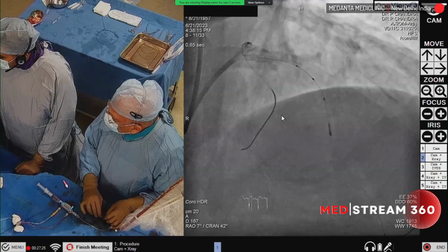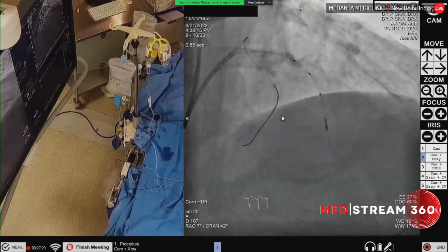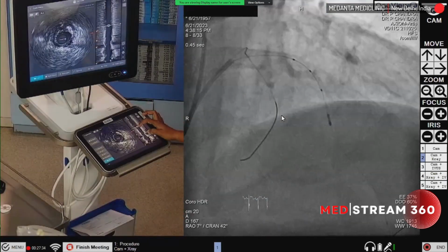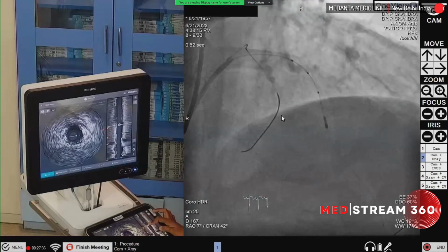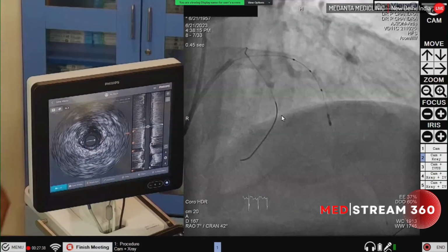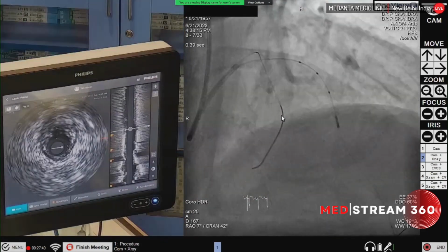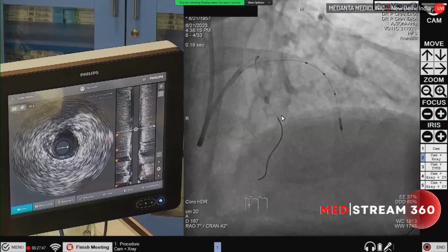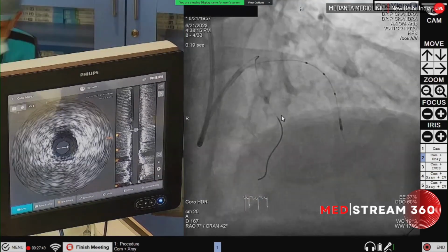Here the lumen is small again, not too small. And here is a normal segment. Okay. 2.5. So we can take a 2.5 millimeter cutting balloon, 2.5, 15, please, and do a cutting balloon here to see how it looks. And if we are able to get a good lumen without any major dissection, we might consider doing a drug eluting balloon also. Okay.